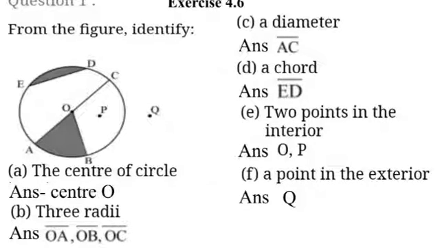I repeat, students, a segment which has one end point at the center and another end point on the circle is called a radius of the circle. So this O, if you say OA, which is half of AC, this O till A is also called a radius of the circle. This O till C is also called a radius of the circle.